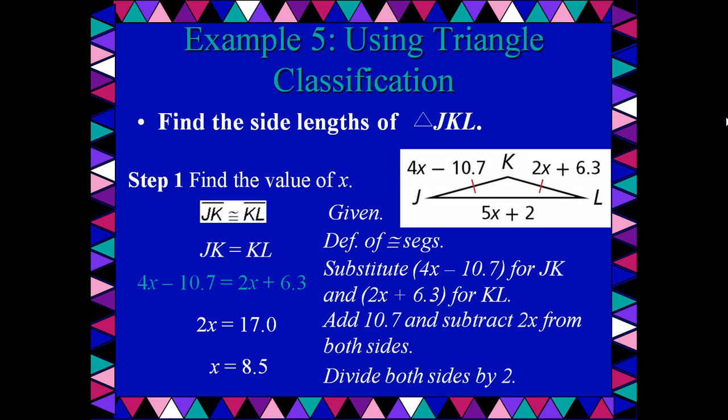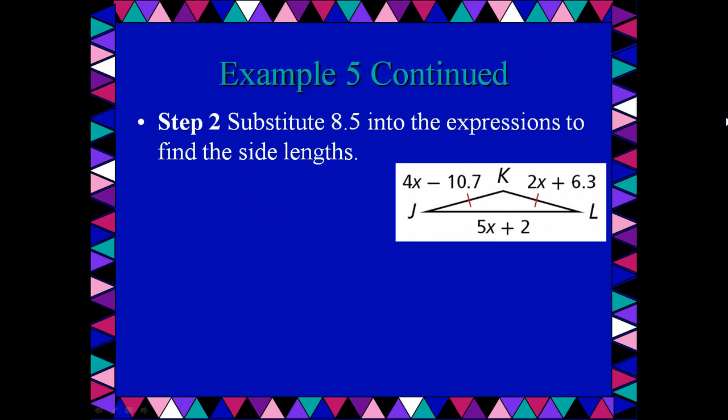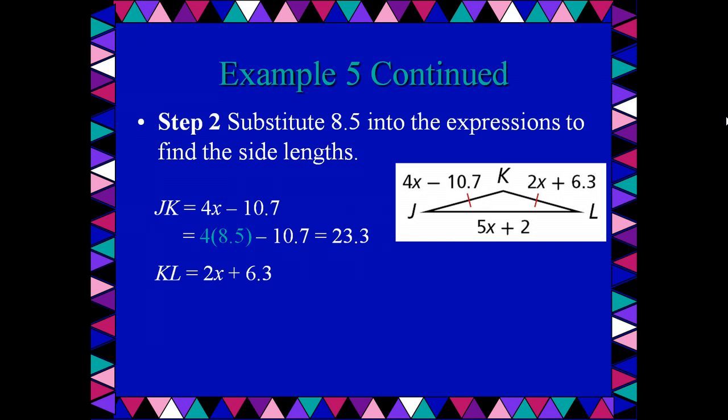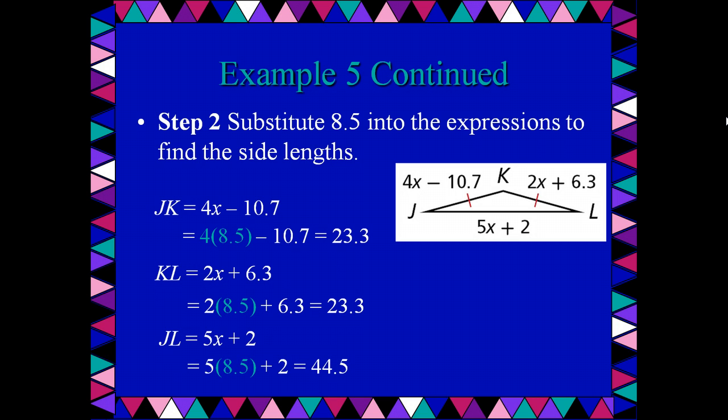And we want to find the side lengths. So to continue the problem, step 2, we will substitute 8.5 into the expressions and find the different side lengths. So 4x minus 10.7, we get 23.3 for JK. KL is 2x plus 6.3. This also gives us 23.3, which it should, since we know that JK and KL are the same. JL is 5x plus 2, and we substitute in 8.5, and we get 44.5.